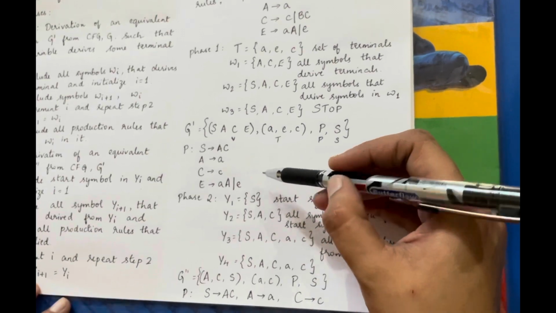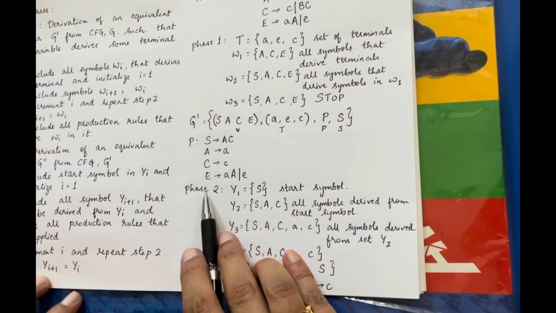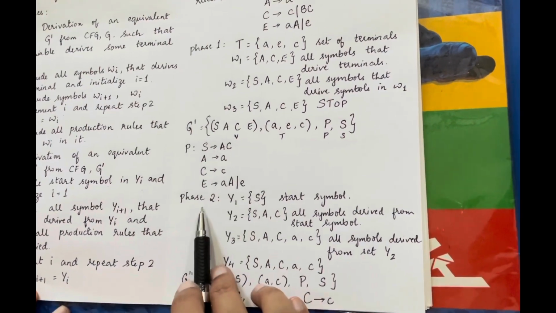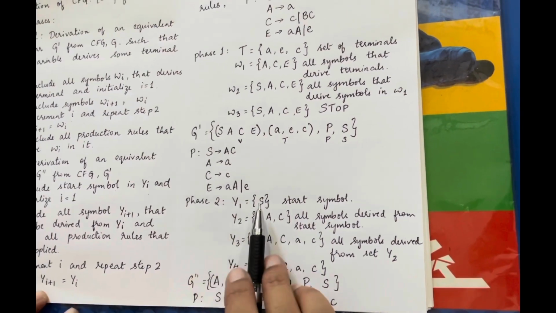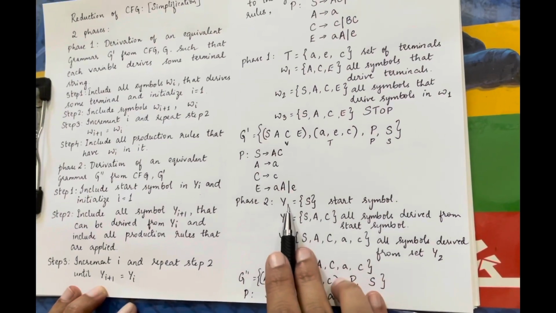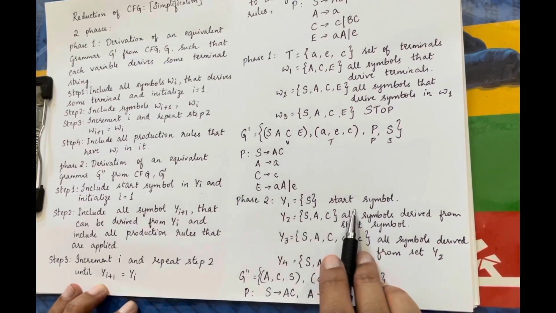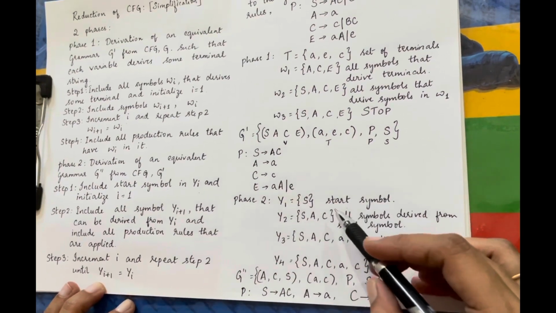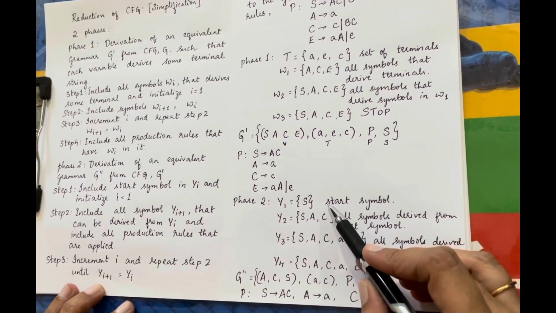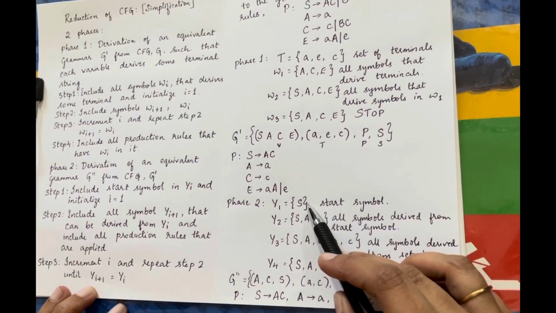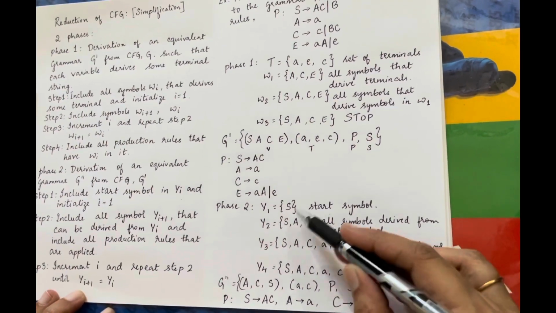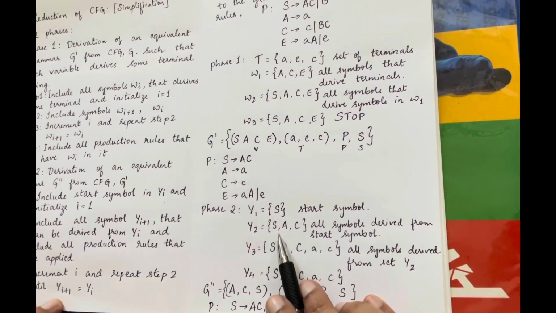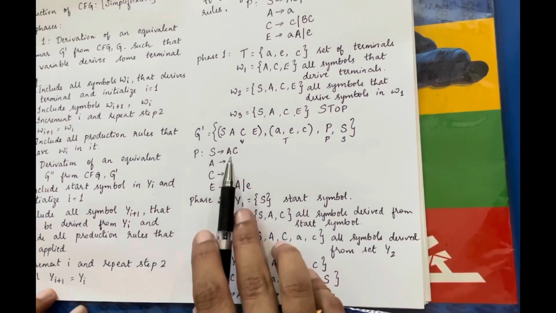Then we go to the second phase, where you will derive G double bar from G bar. Step 1 here in phase 2 is to start from the start symbol Y1, that is capital S, your start symbol. Then you have Y2, where you find all those symbols derived from S, the start symbol, along with what you retain from there. So you retain S, and then you check what symbols are derived from S, that is A and C.